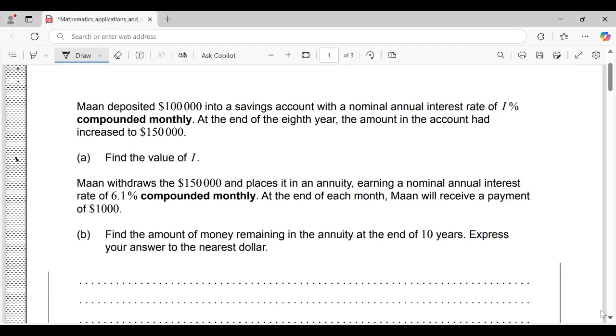And deposited $100,000 into a savings account with a nominal annual interest rate of I%, compounded monthly. At the end of the eighth year, the amount in the account had increased to $150,000. Find the value of I.